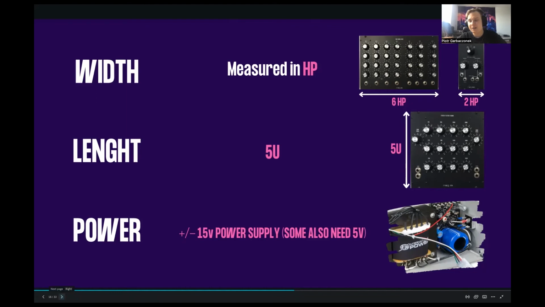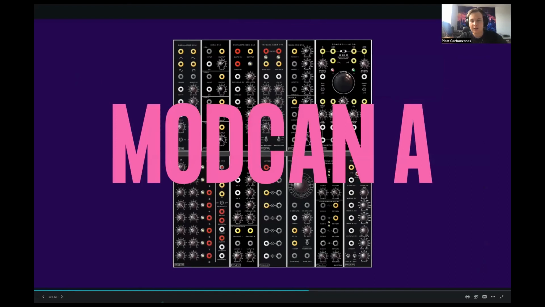The two main people that do this stuff for Moog unit is of course Moog, and also synthesizers.com. So it just depends on which power supply you're going with and which modules require what usage and stuff like that. So let's go into ModCam A.